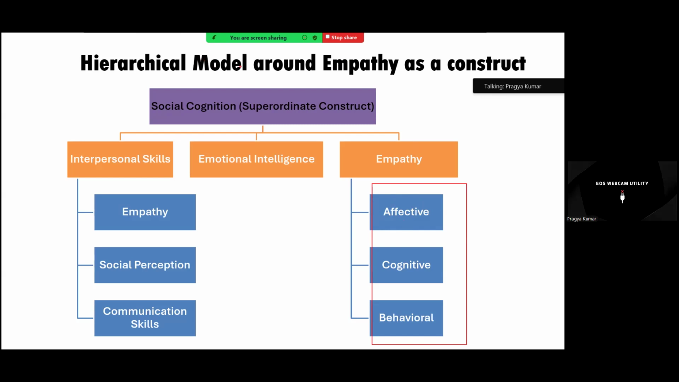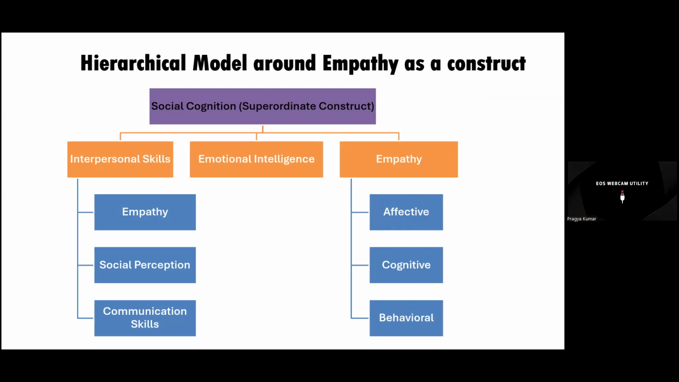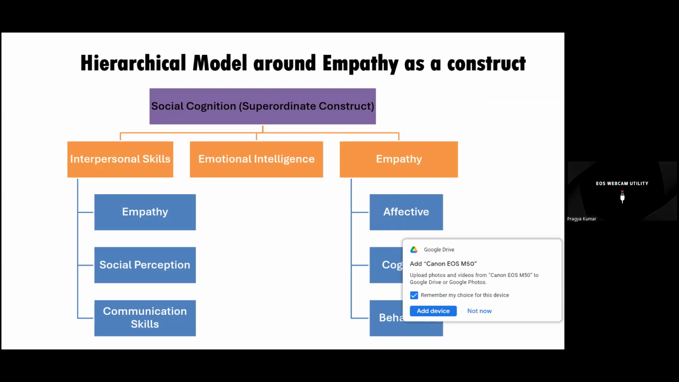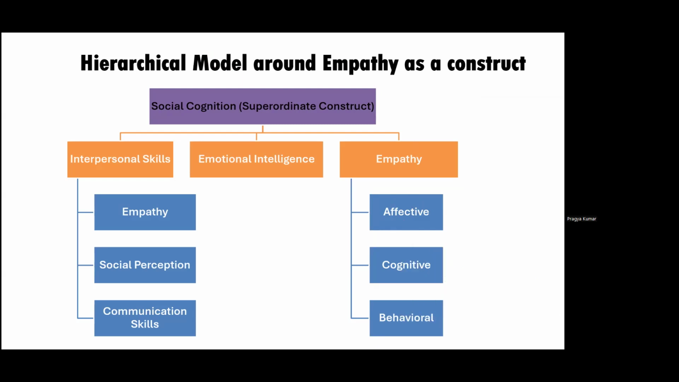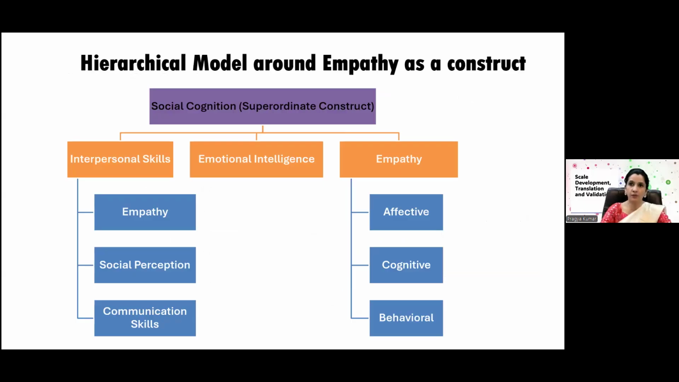What is a hierarchical model? Generally, there is a broad construct. We have discussed this on day 1 also. There is a broad construct, and under that there are primary constructs, and then secondary constructs. Or we can call it the main factor, and then the associated factors with this. If you have understood this hierarchical model, are you clear on the hierarchical model around any construct?